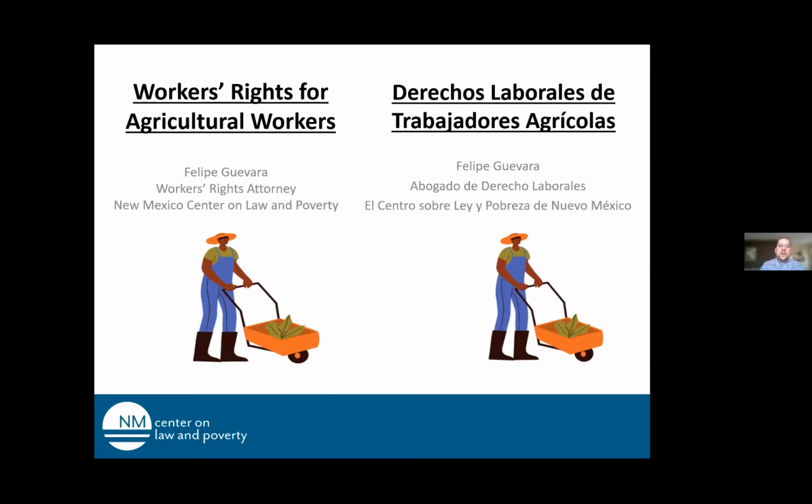As Juan said, my name is Felipe Guevara, and I'm a workers' rights attorney for the New Mexico Center on Law and Poverty. As we'll go through this presentation today, we'll be talking about different rights. You'll notice, however, that I have all the presentation slides in both English and Spanish. I'll only be presenting in English since we have interpreters available today, but feel free to ask questions and we can answer them in either language, depending on how you prefer we answer your questions.